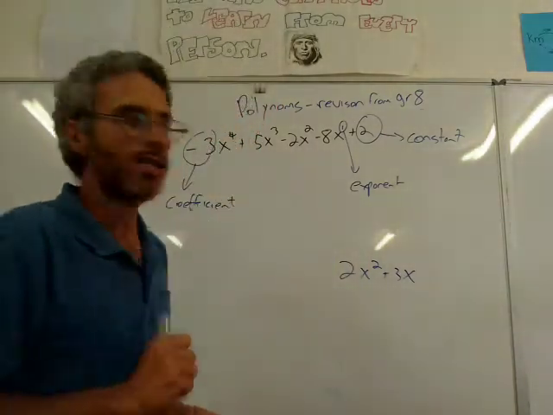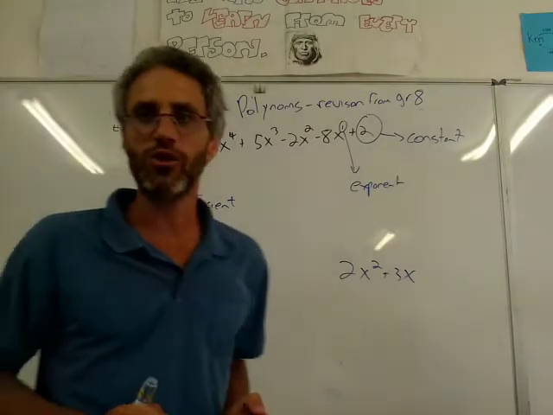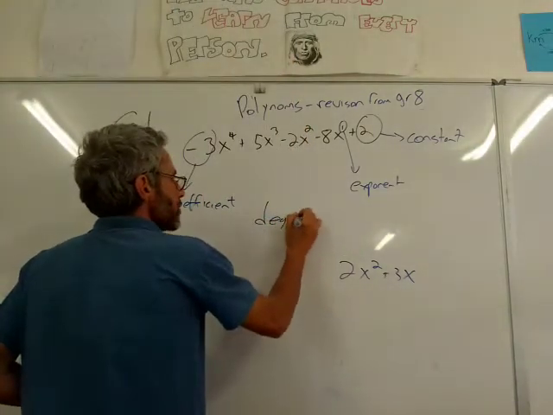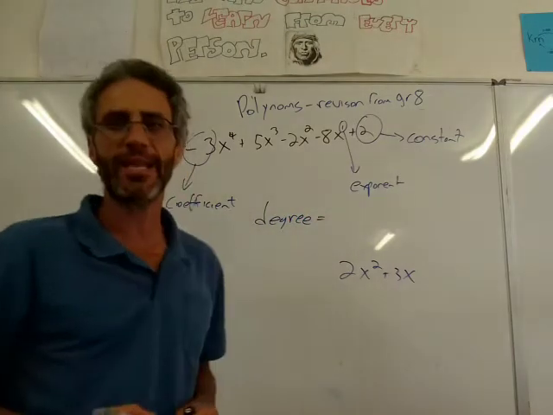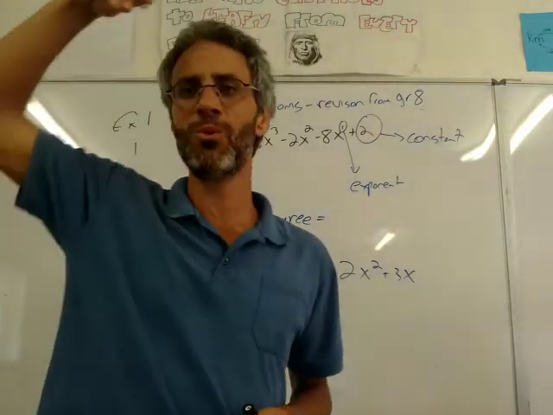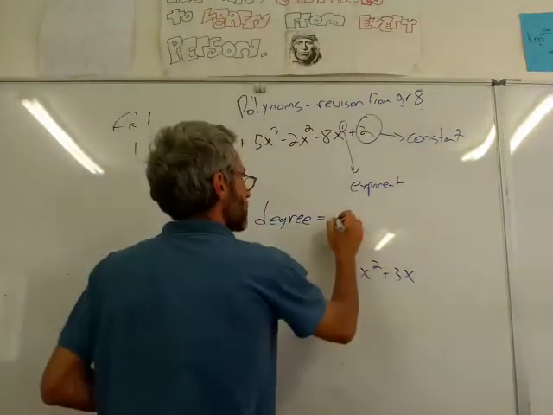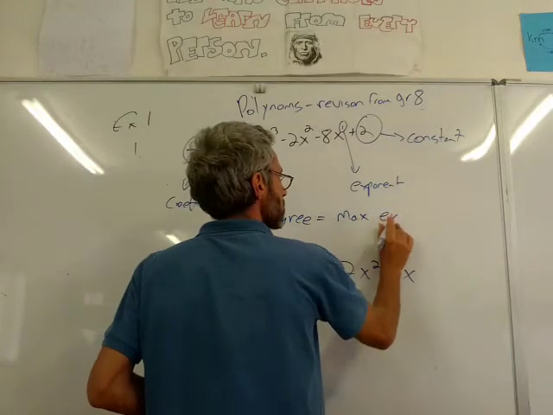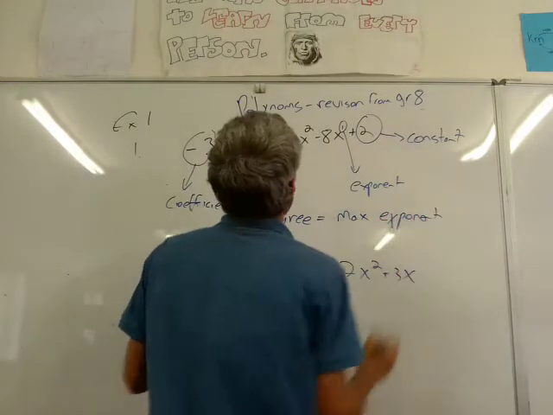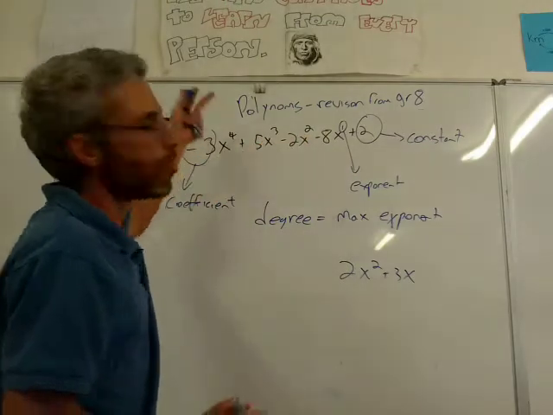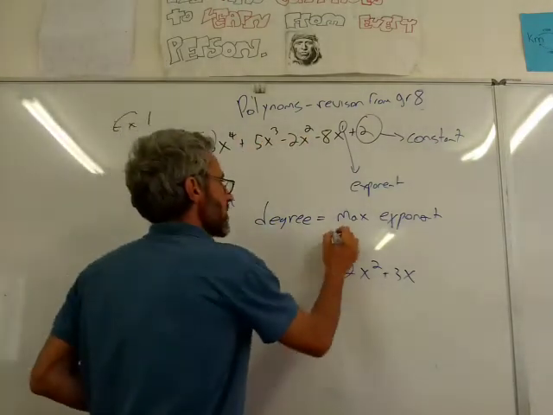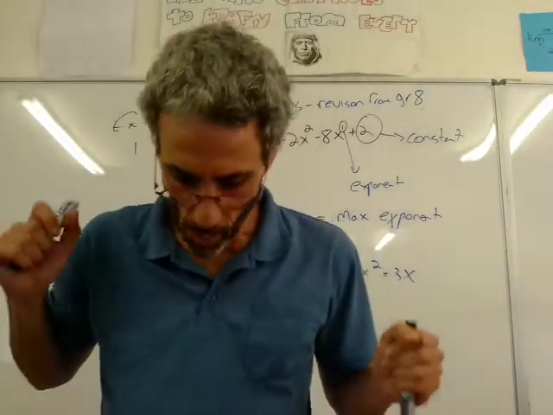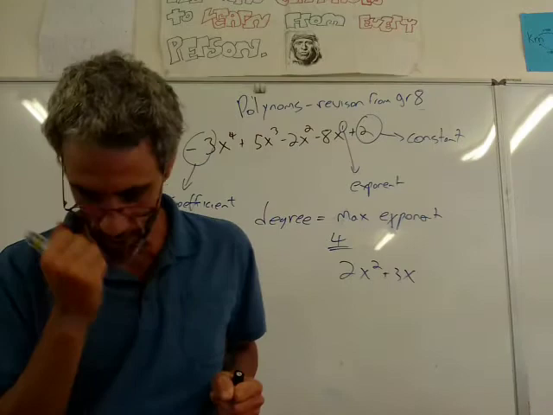Right. Next thing, they're asking us for the degree. So what is a degree? What is the degree of this polynomial? The degree is basically the highest or the maximum exponent. So what's the maximum exponent? 1, 2, 3, 4 is the maximum one. So the degree in this case is 4. Easy peasy.